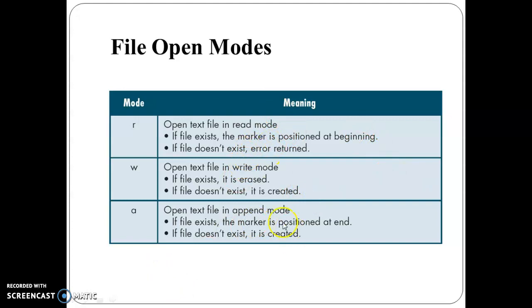In write mode, if the file already exists and if some data is already present in that file, then that data will be overwritten. That is, the previous data is erased and new data is written. If the file doesn't exist on your drive, then a new file is created. And in append mode, if the file already exists, the marker is always positioned at the end, because append is nothing but to the end. So if I want to add some data at the end, I need to make use of append mode. If the file doesn't exist, then a new file is created.